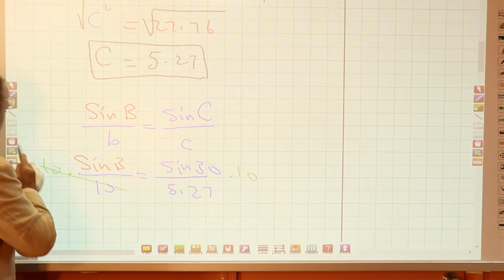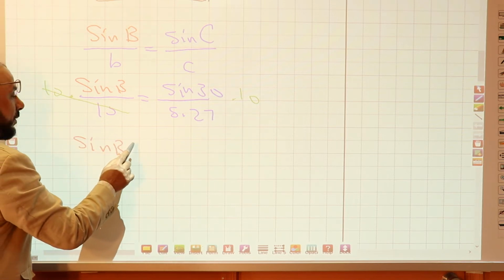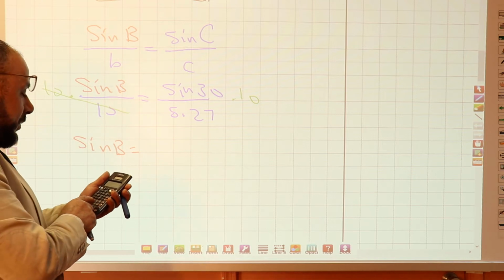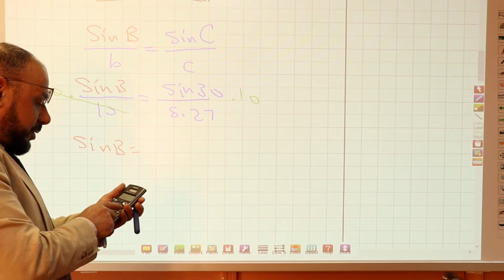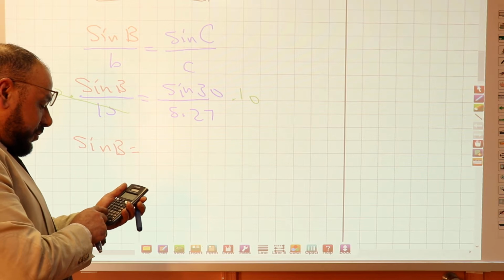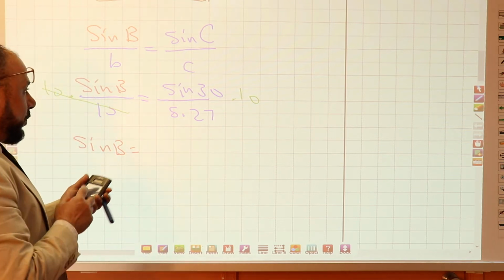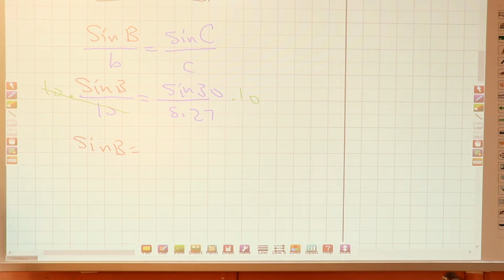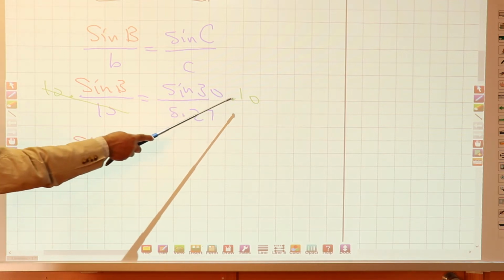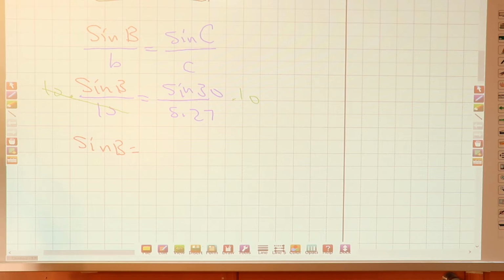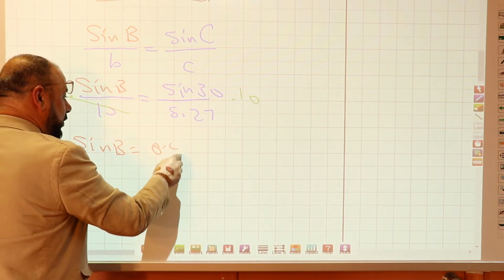Go to the calculator, guys. Sine B equals: divide sine 30 by 5.27, then multiply the result by 10. Okay, the answer will be 0.949. And if you go to the calculator, you round it for 9.